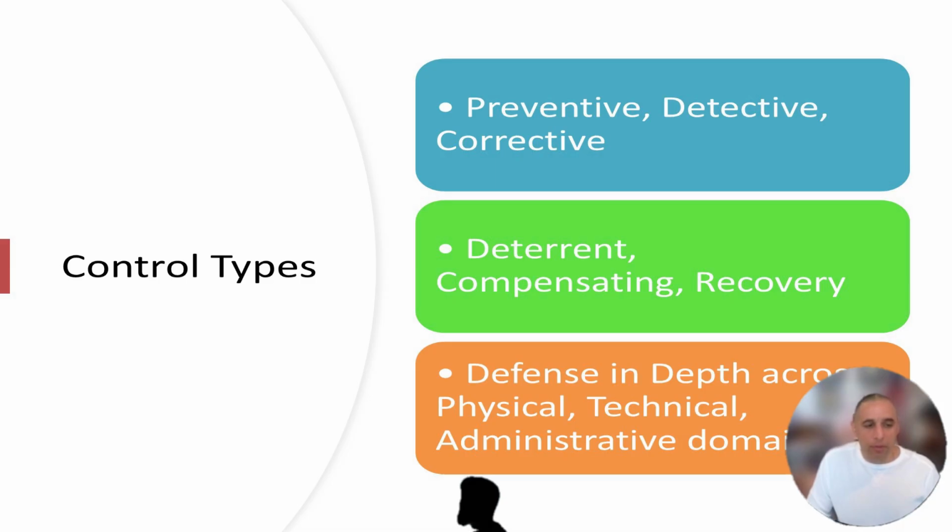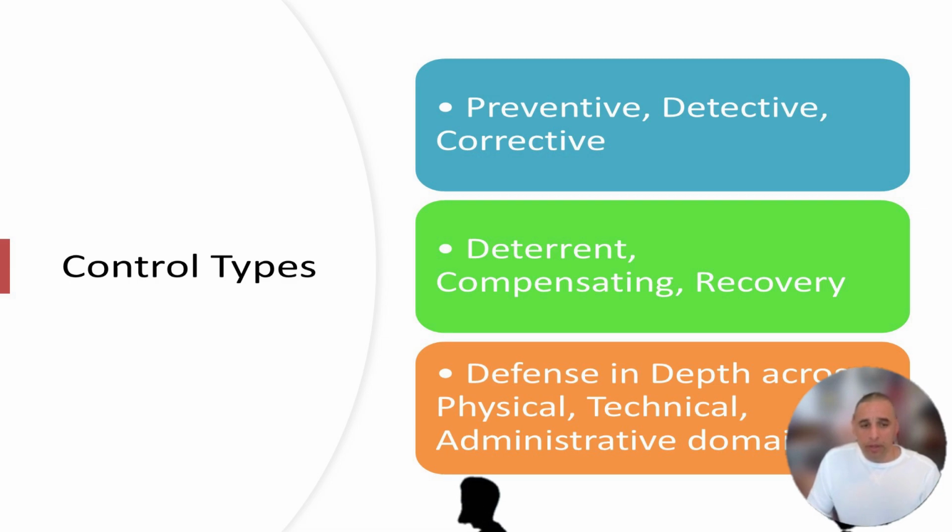There are also other important control types. Deterrent controls discourage potential attackers, such as warning signs or legal notices. Compensating controls provide alternative protections when standard controls aren't feasible, for example, manual reviews when automated controls aren't available. Recovery controls focus on restoring operations after a disruption, such as disaster recovery plans.